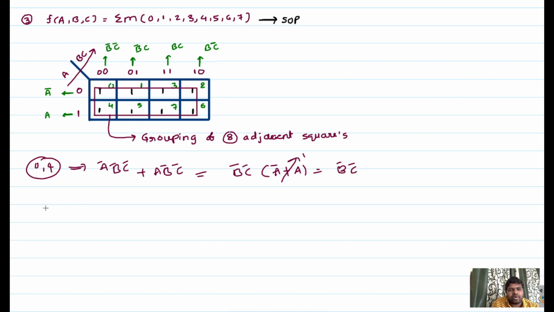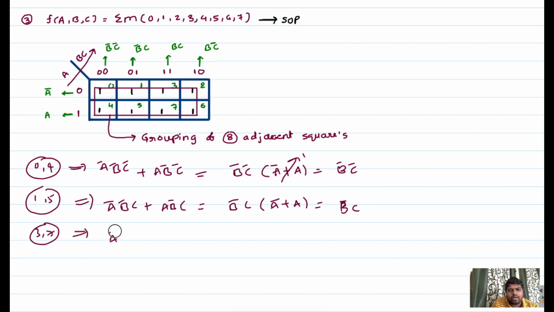In the same way, if you are writing 1 comma 5, what you will get, a bar, b bar, c plus a, b bar, c. So if you are taking b bar, c as a common element, you will get b bar, c. So what you will get, b bar, c. And next, if I am taking 3 comma 7, a bar, b c and a b c.